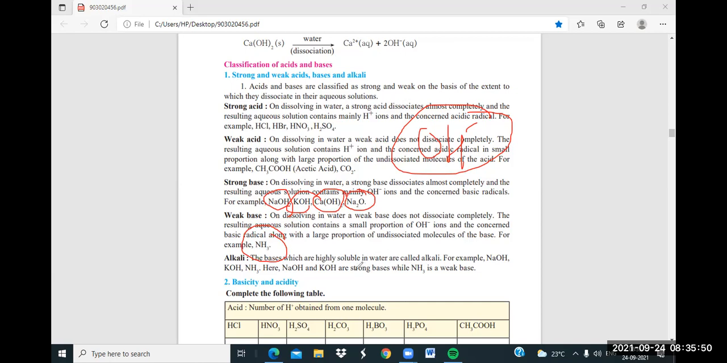And the last one, alkali. The bases which are highly soluble in water are called alkali. Those bases like NaOH, KOH, NH3 are highly soluble, meaning they dissolve mostly in the water. That's called alkali. NaOH and KOH are strong bases, while NH3 is a weak base. Those bases are highly soluble, meaning they dissolve completely in the water. It's called alkali. Okay, getting it? Yes or no?